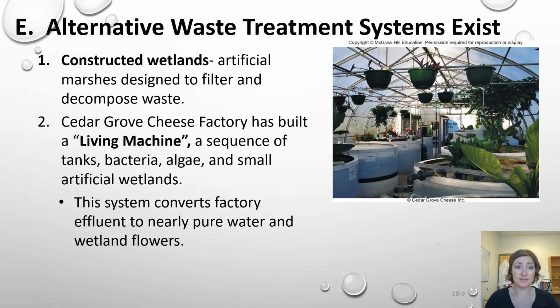It's where you take artificial marshes designed to filter and decompose waste. So you're kind of using what the environment does already, but it's in a more controlled setting. This particular alternative waste treatment system is coming to us from Cedar Grove Cheese Factory, and they call it their living machine. It's a sequence of tanks, bacteria, algae, and small artificial wetlands, and the goal is to convert factory effluent to nearly pure water and wetland flowers. So this system alone is able to handle 99% of the biological oxygen demand. It removes 98% of suspended solids, 93% of nitrogen, and 57% of phosphorus. So it's a really effective alternative.